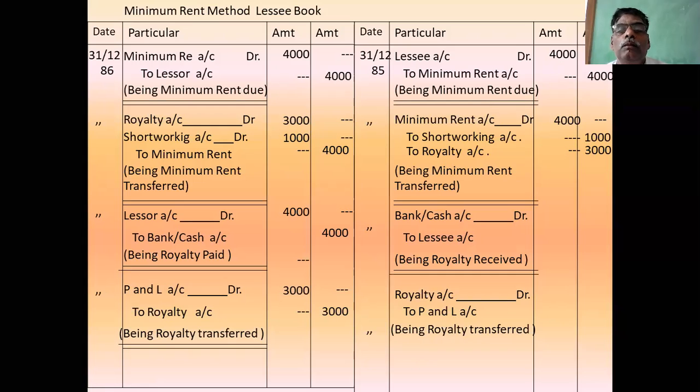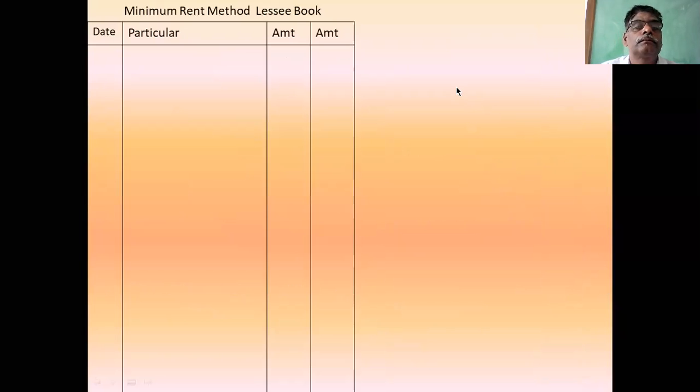Debit, credit. Minimum rent 4000 divided into short working and royalty. Then payment is 4000. 4000 is the payment. Royalty transfer to P&L account. Royalty 3000 transfer to P&L account. This is the second year. Okay. Then third year. You see the third year.